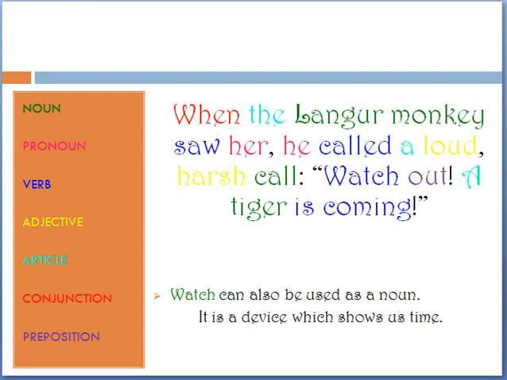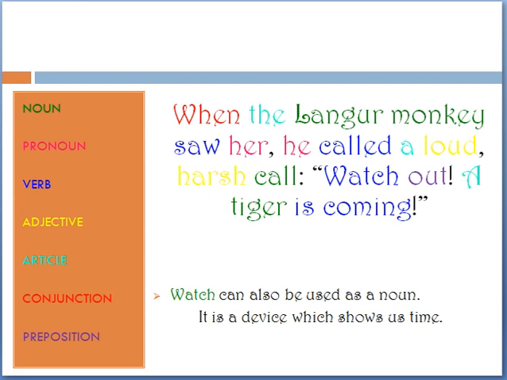Watch out. Out is a preposition, though it is here an appropriate preposition, but prepositions are those words which tell us about the position of the noun. So here the langur monkey is calling out other animals of the jungle to look out, to look away and see that a tiger is coming. Okay, a tiger is coming.